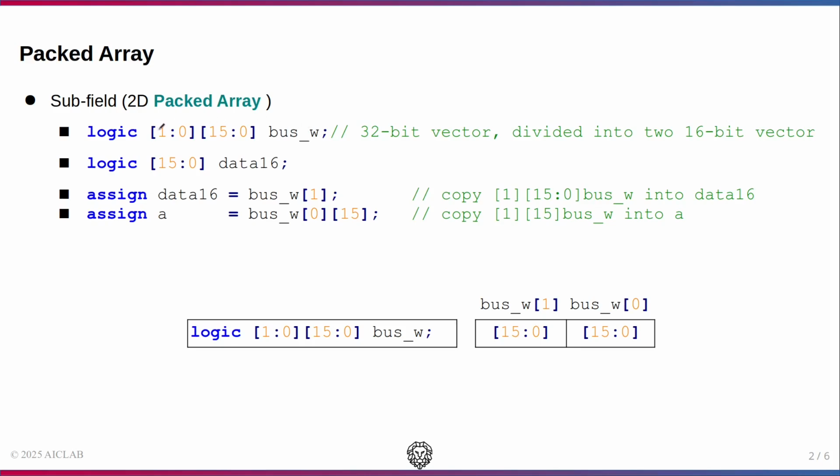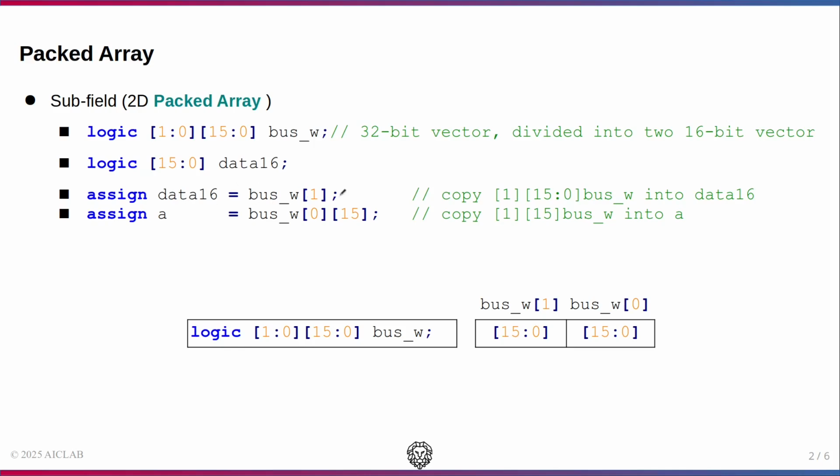We divided it into two chunks, and each chunk has 16 bits. It is illustrated in this figure. So chunk 0 is 16 bits and chunk 1 is 16 bits, but actually it is 32 bits.